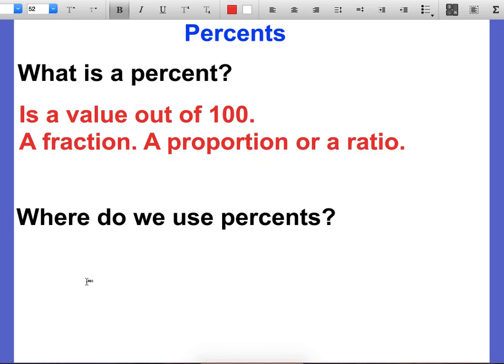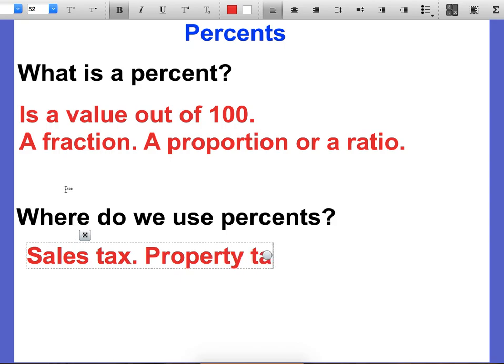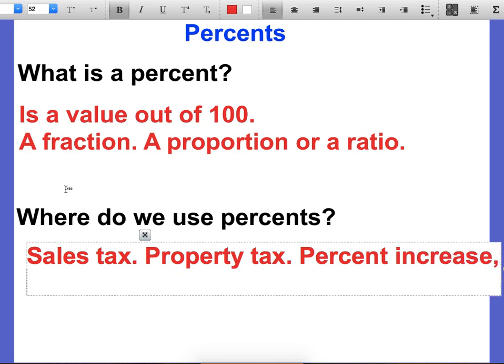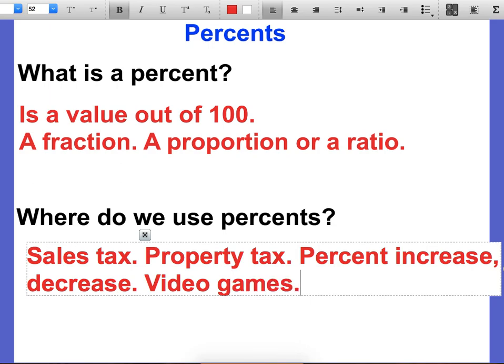Where do we use percents? We see these in real life all the time in forms of sales tax, lots of taxes. We see property tax. You might even see percent increase and decrease. You might even see them in video games in various places with a character getting a percentage increase based on a power up or whatnot. So we see them all over the place in our lives.